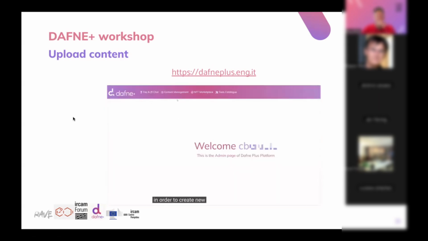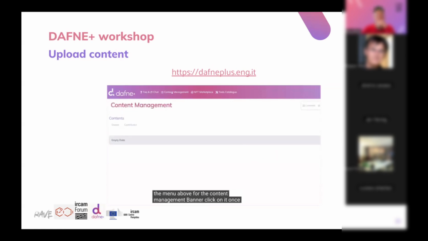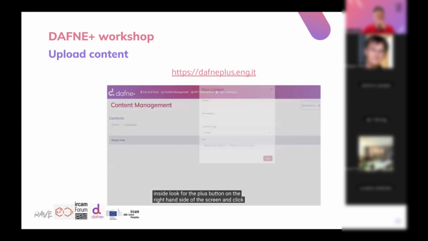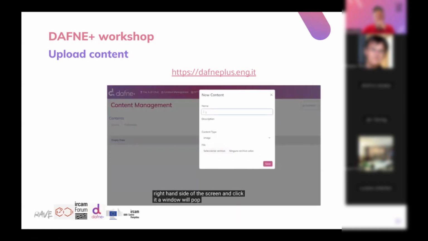In order to create new content, look in the menu above for the Content Management banner. Click on it. Once inside, look for the plus button on the right-hand side of the screen and click it. A window will pop up. Enter the necessary information. Take into account that name, description, content type, and file fields are mandatory.